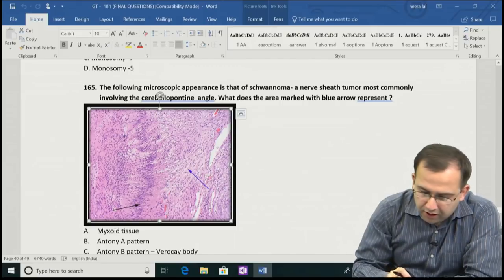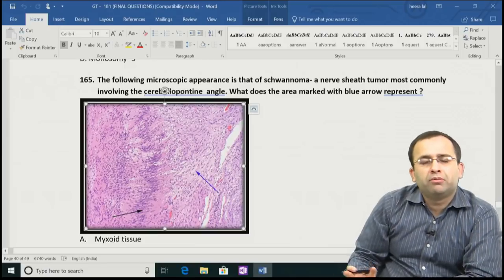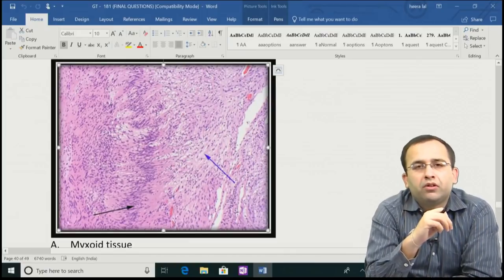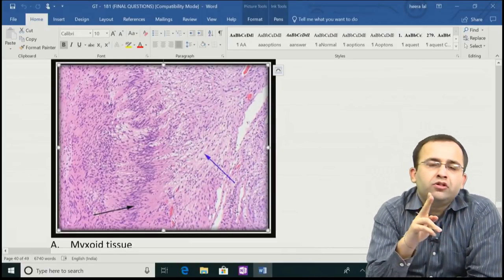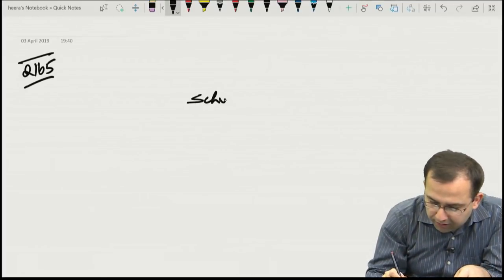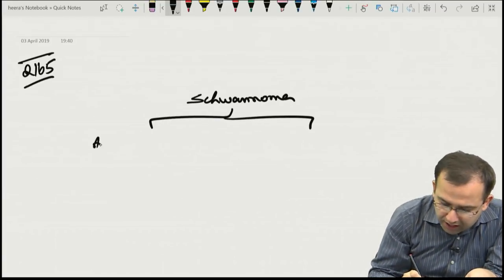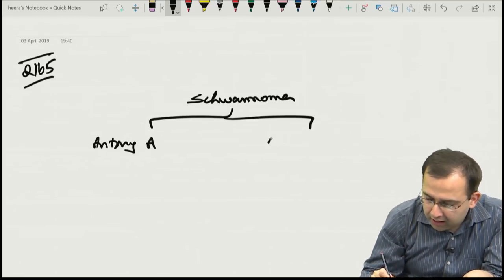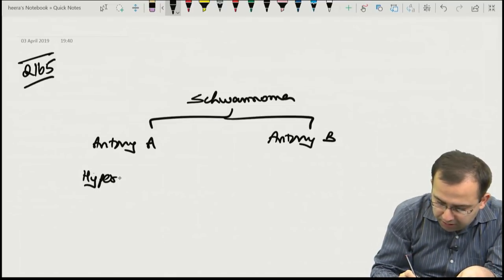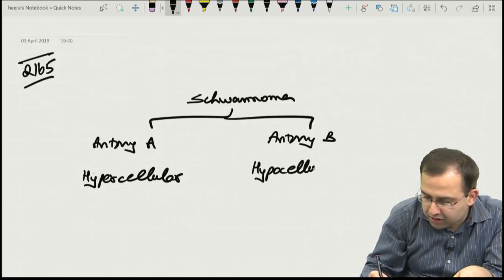So this gets us to our next question, question 165. Just have a look at the microscopy. I'm not concerned that it is a nerve sheath tumor at the cerebellopontine angle. This is the classical microscopy of schwannoma. Schwannoma shows two areas, Antoni A and Antoni B. Antoni A are the hypercellular areas, versus Antoni B, which is the hypocellular area.